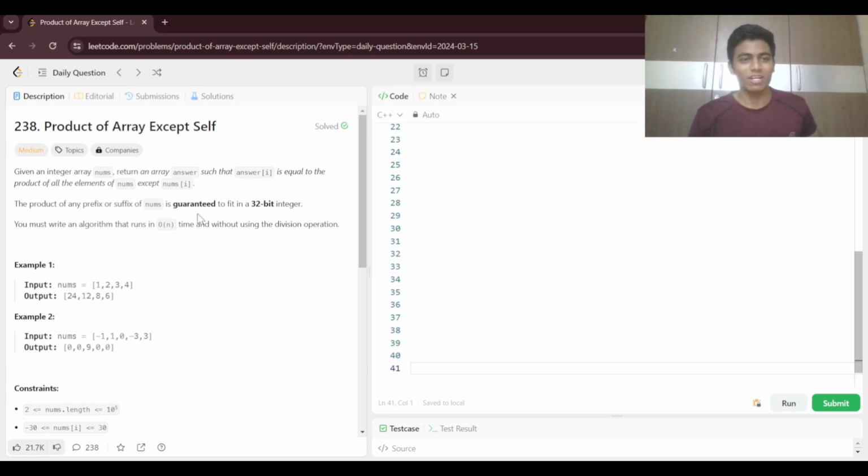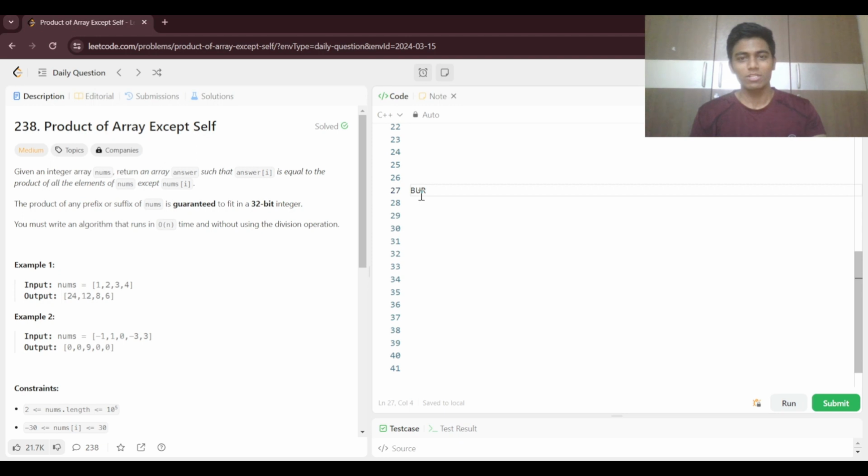So we are given an array of nums, and we need to return the answer such that answer[i] is equal to the product of all the elements except nums[i], and then at last we are going to return the answer, and it should be done in O(n). So let's write the brute force solution.